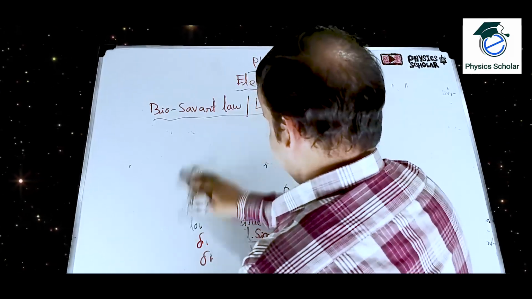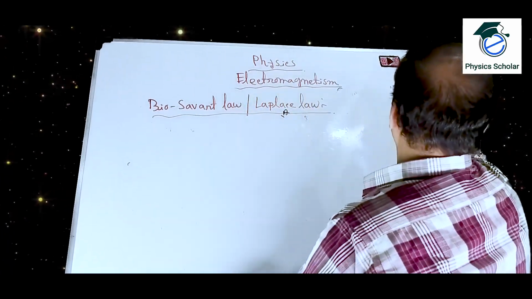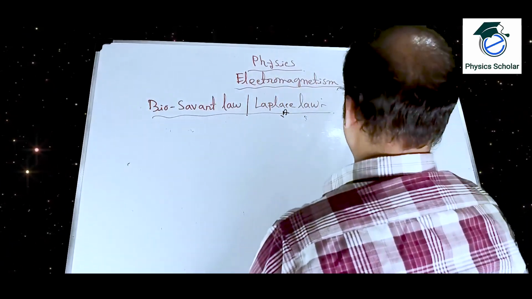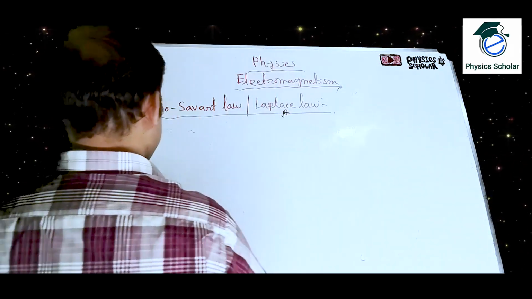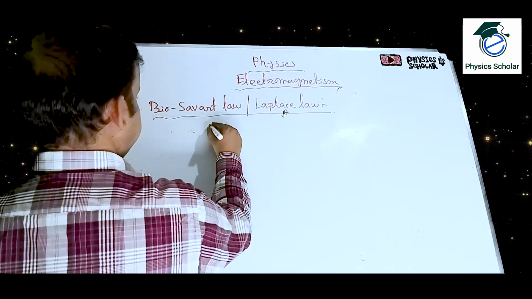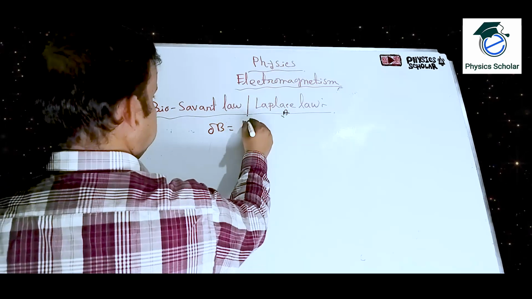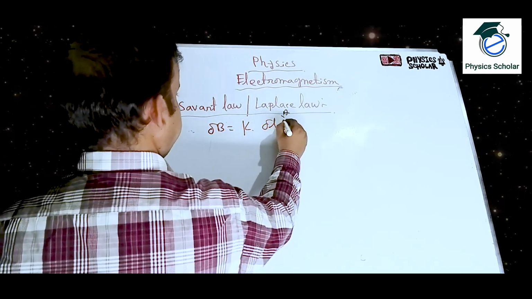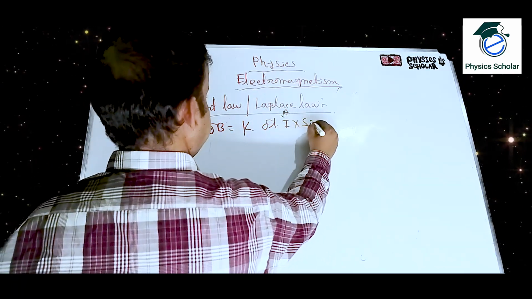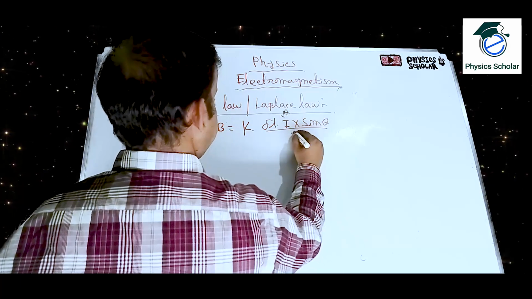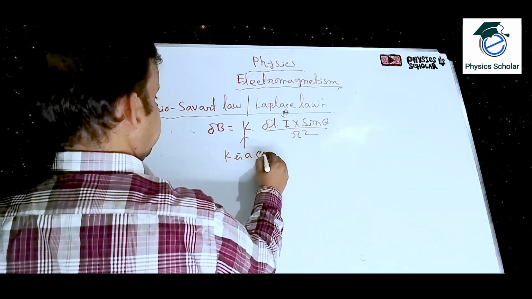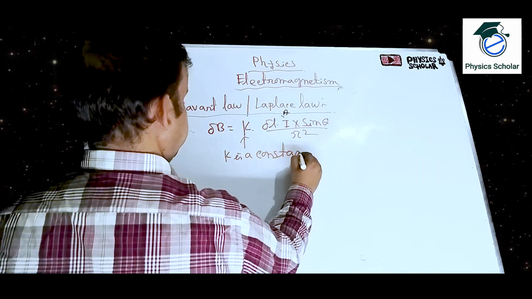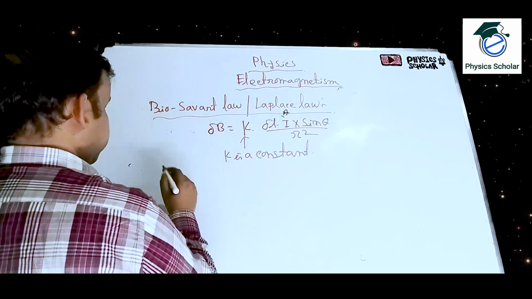Now, so what we can write? Biot-Savart law. What we have seen? Delta B is equal to K into delta L into I into sine theta by R square. Now K is a constant.